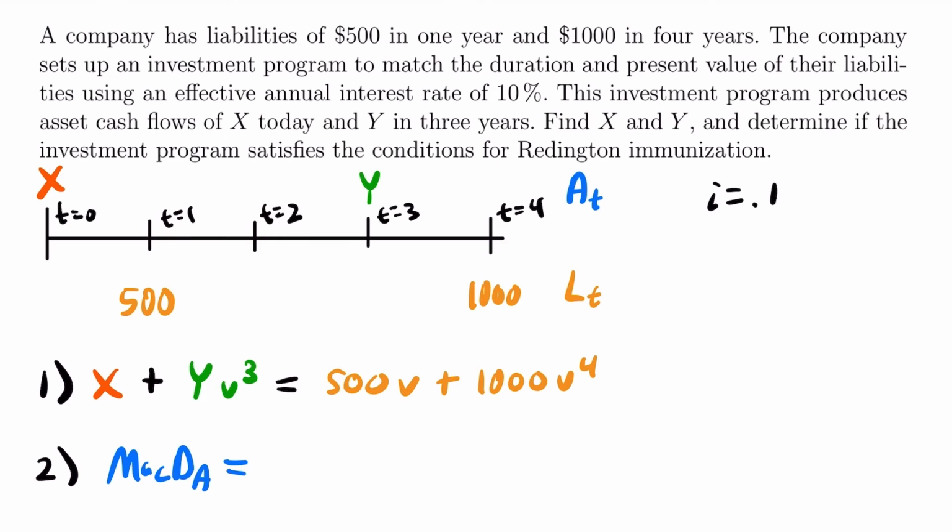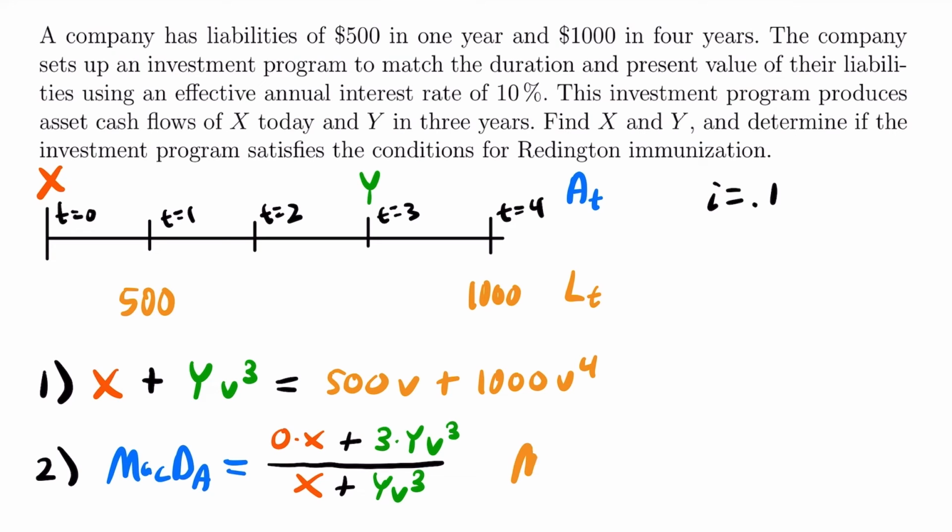So what we're going to have for X is time equals 0 multiplied by X, right? It's made at time 0, so we're going to have 0 times X, and that's it for that asset, and that will be added to the time at which Y is made, which is 3, so we'll have 3 times Y, and then we need the present value of that, so we'll have v cubed. And then that will be divided by the present value of those assets, which, as we said earlier, is X plus Y times v cubed.